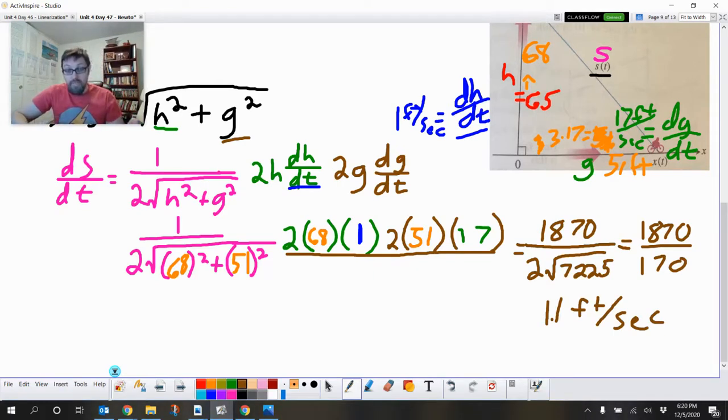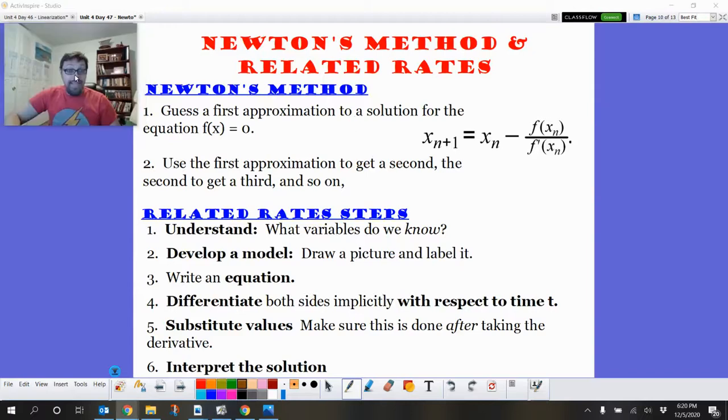You want to interpret that answer correctly and say that 3 seconds after passing under the balloon, the distance between the bicycle and the balloon is increasing at a rate of 11 feet per second. The distance between the balloon and the bicycle is increasing at a rate of 11 feet per second. Yeah, 3 seconds after passing under. Yeah, did that. Great. And that's it for today.